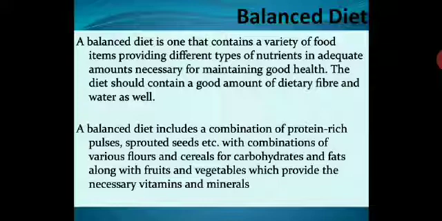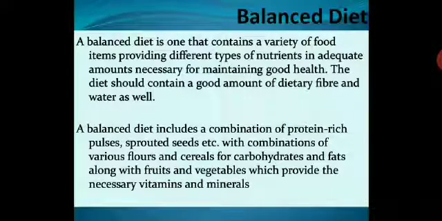So you are going to write: a balanced diet is one that contains a variety of food items providing different types of nutrients in adequate amounts necessary for maintaining good health. The diet should contain a good amount of dietary fiber and water as well. This much should be entered in the notebook. Then we will understand what it is.